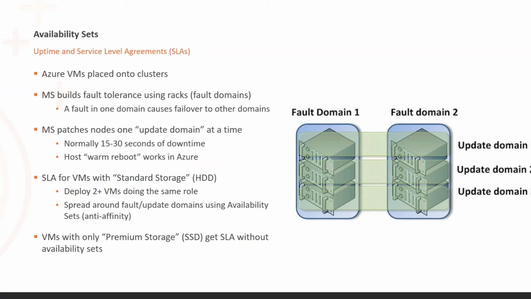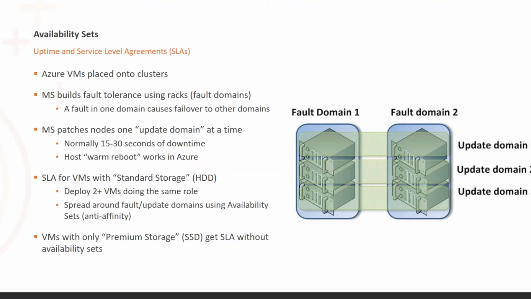Before we talk about the qualification of the SLA, we have to talk about the concepts of fault domains and update domains. Every rack in Azure is referred to as a fault domain. And the idea here is if we have a localized issue like a top of rack switch failure or a power supply failure, it's going to bring down the entire rack. And ideally, what we want to do is when we deploy services, we'll deploy them onto 2 or more virtual machines so they span these fault domains.